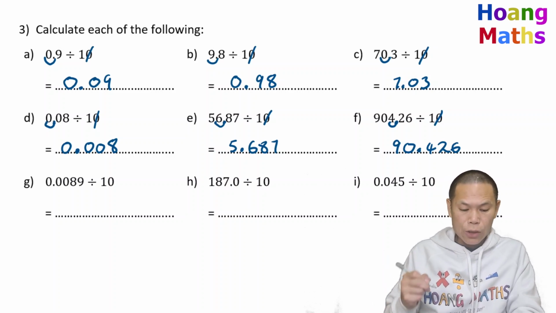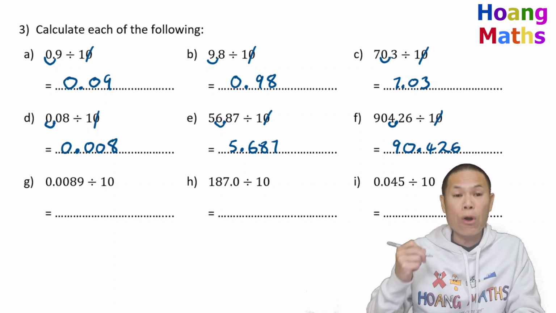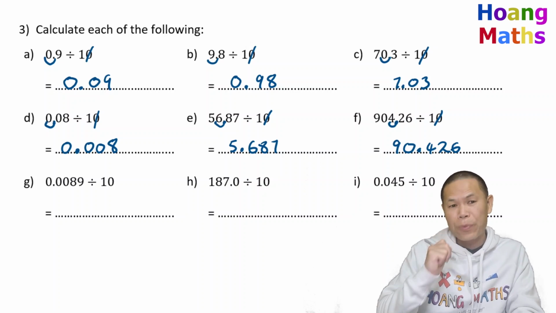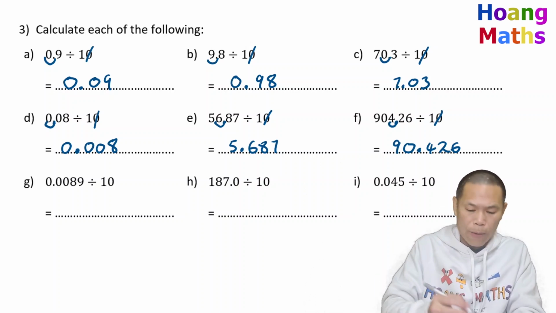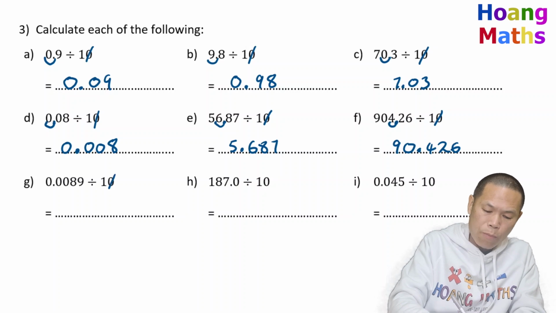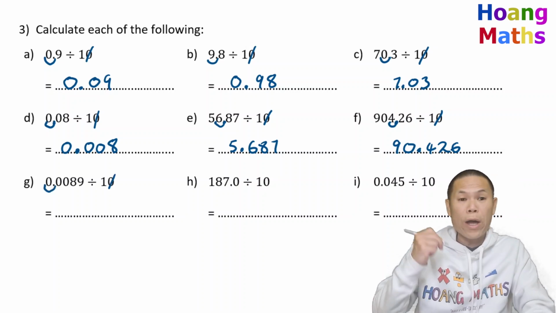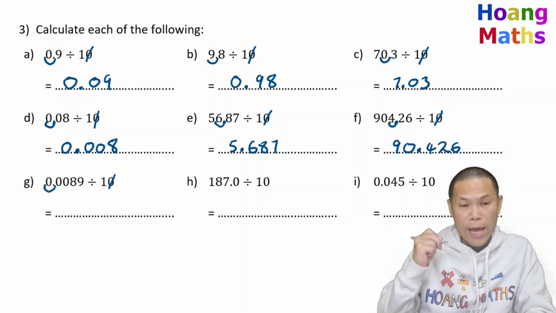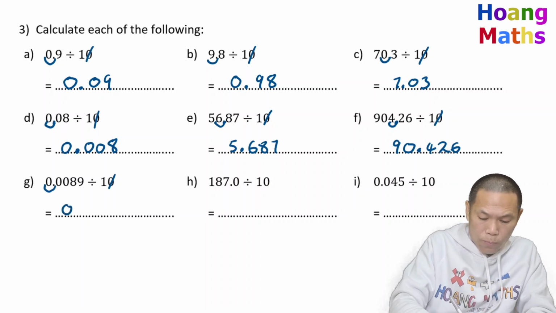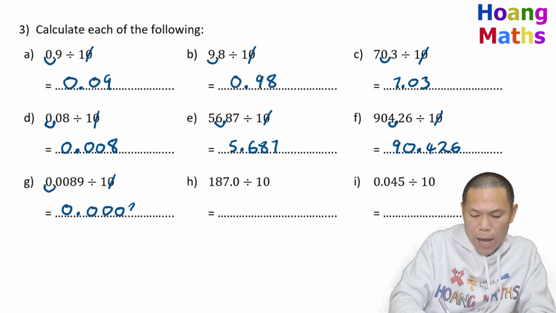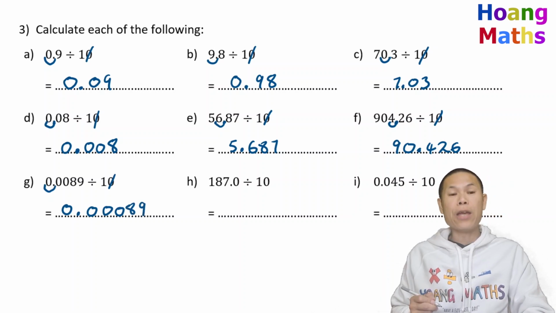Part G, so 0.0089 divided by 10, so the answer is even smaller. So cancel the 0 by moving this decimal point 1 unit to the left. So the answer is 0.00089. So there you go.